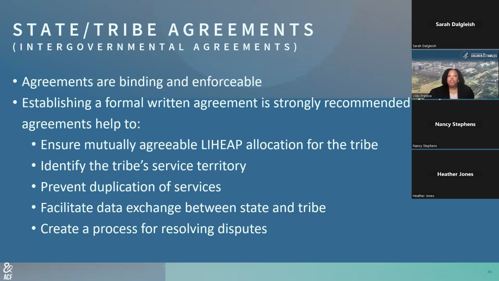And although each agreement is different and it's tailored to the individual parties, there are some common advantages of state-tribe agreements. For example, they can help to ensure mutually agreeable LIHEAP allocations for the tribes. They can help to identify the tribe's service territory, help to prevent duplication of services, facilitate data exchange between the states and the tribes, and also can help to create a process for resolving any disputes that might occur. Next slide.